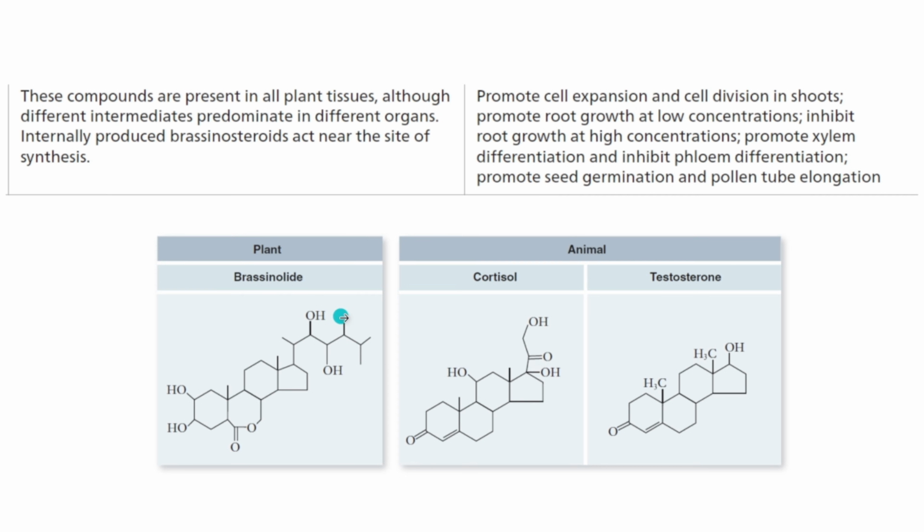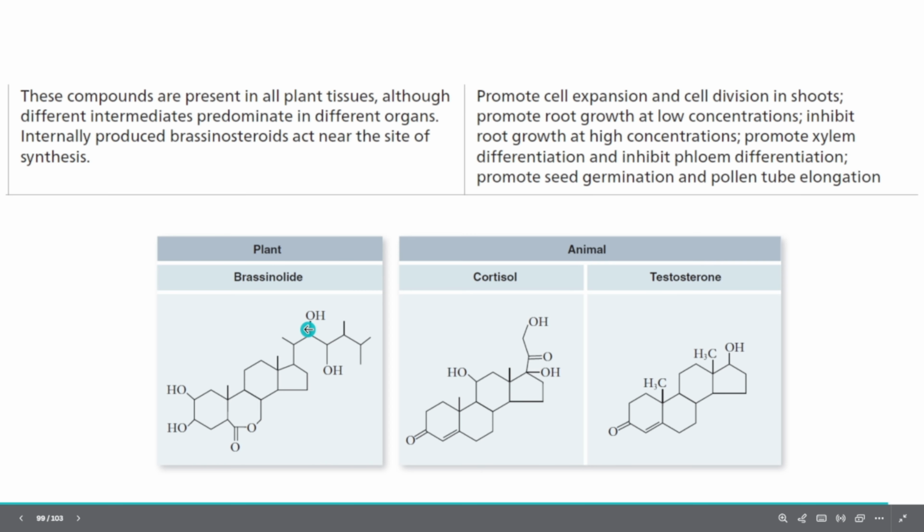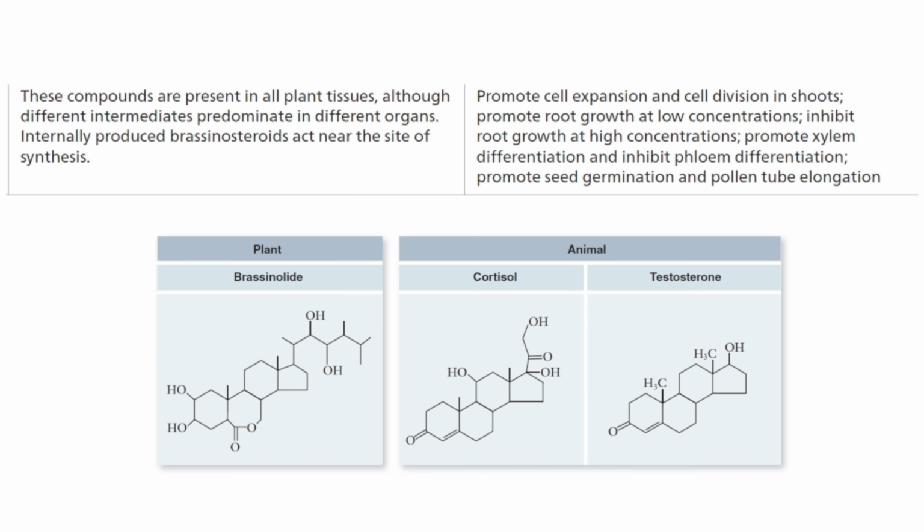So normally this hormone is similar in structure to the steroid hormones in animals, which are cholesterol and testosterone. You can see the structure is almost similar. So normally it can be secreted in all plant tissue, such as the pollen, immature seed, shoots, and leaf. Something like that. And these are the roles of this hormone.